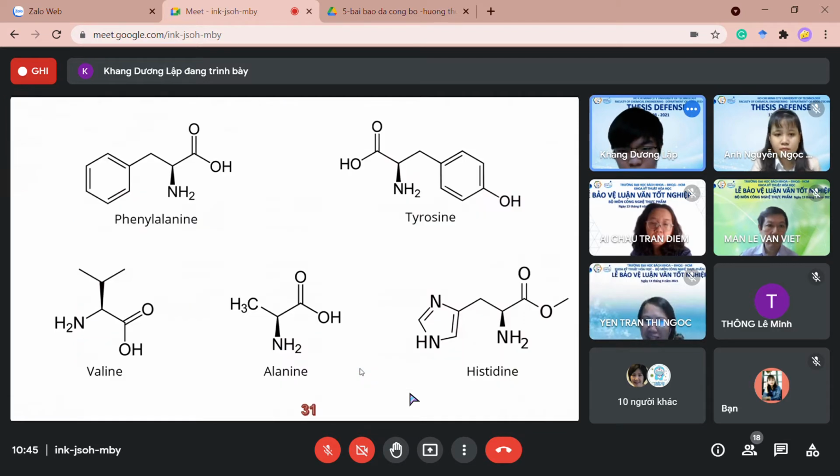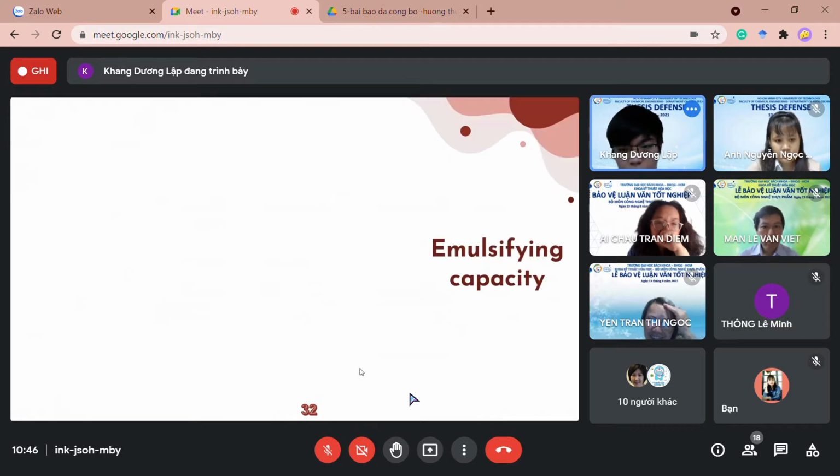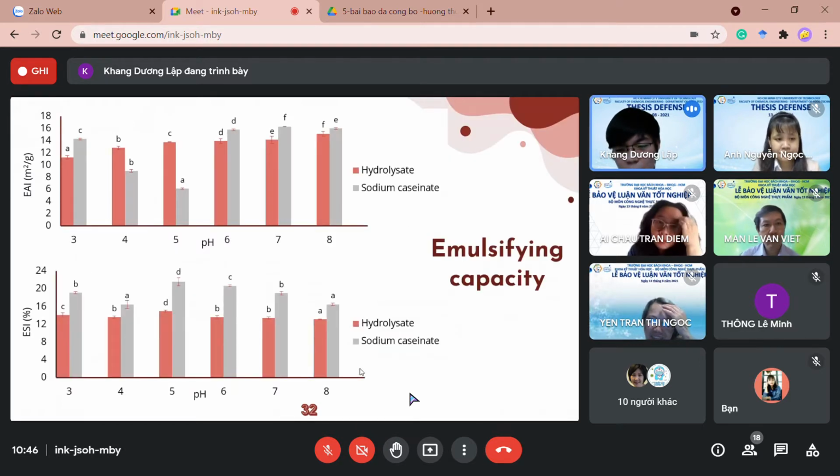Among them, tyrosine was reported to cause antioxidant capacity. Other branched residues such as phenylalanine, valine, alanine can improve the antioxidant activity by enhancing the oil solubility of the peptides. Histidine, even though existed in low concentration, was also reported to exhibit antioxidation. Next, the emulsifying properties of the hydrolysate were determined.